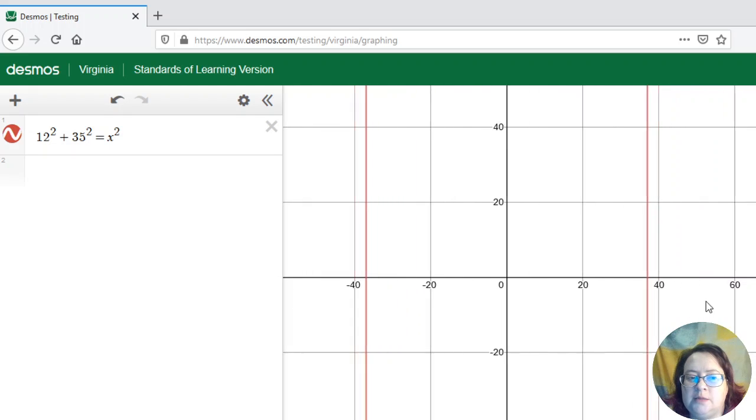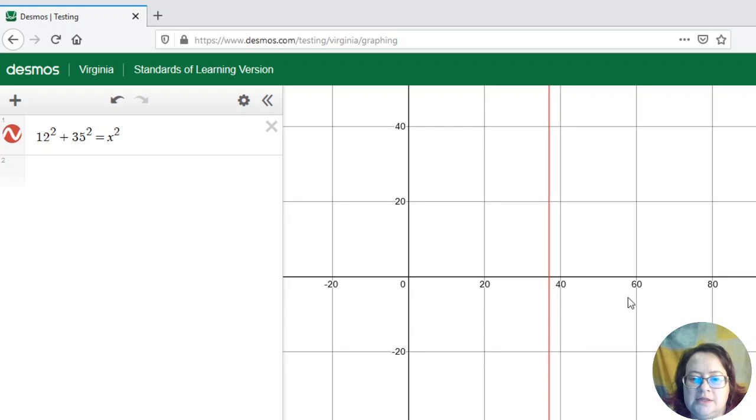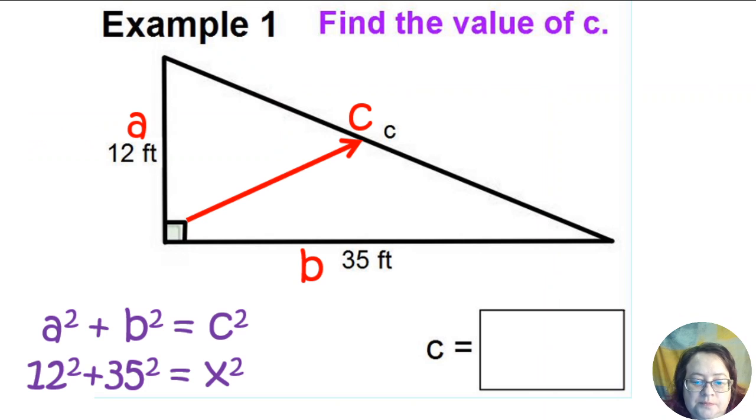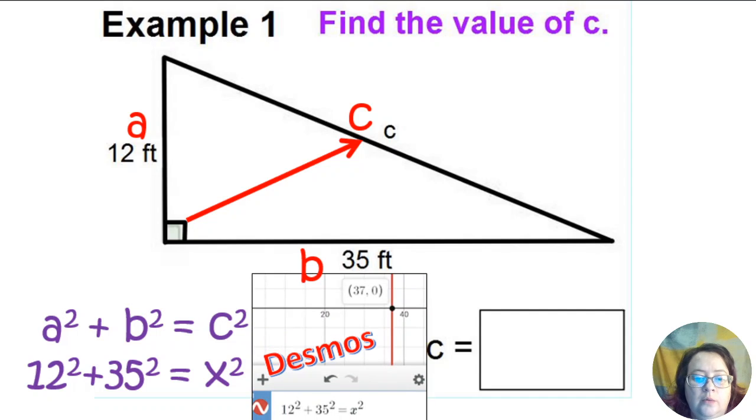And we are only looking at the positive side because the length of a triangle can't be negative. And then I click right there on my x-axis, looking for my x-intercept, and I see that x is 37. So that's what I needed. Let's go back over to our problem. So on Desmos, we found that the x-intercept was at 37 when we put in our entire equation. That's our answer.